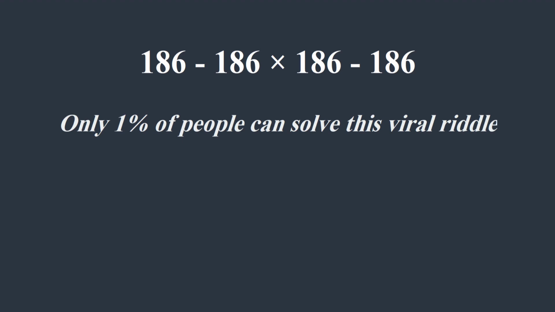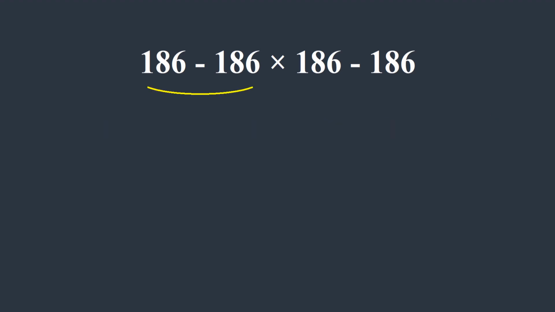In this segment today, 186 minus 186, which equals 0, times 186 minus 186 equals 0. Now we have this problem, 0 times 0, which equals 0. But this answer is not correct because according to the order of operations, we must do the multiplication and division, then do adding and subtraction. So first we do this multiplication, then this subtraction, and at last this subtraction.